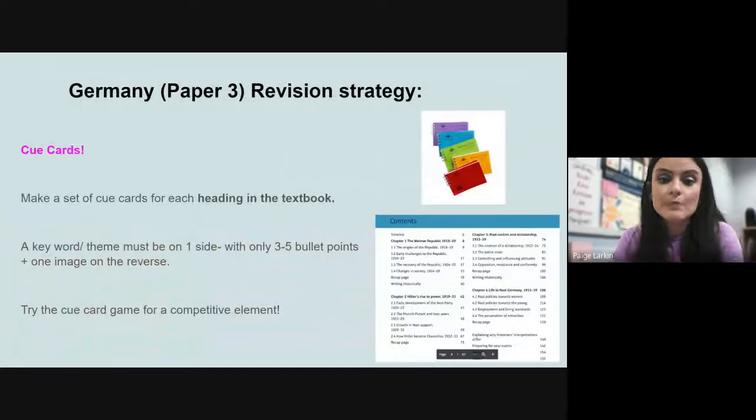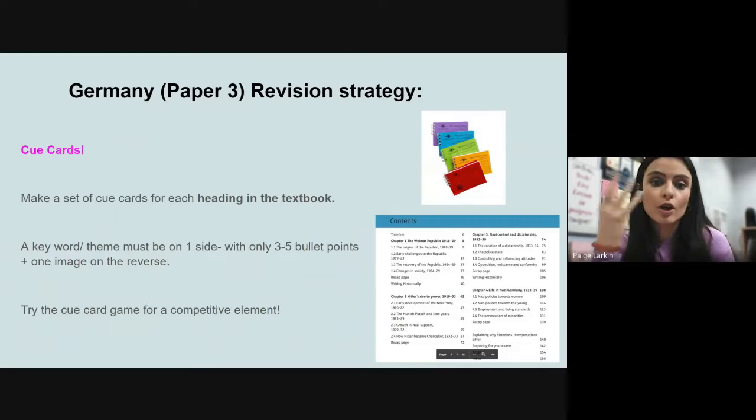Now, last but not least, we also have the Germany paper, which is our paper 3. Now, I believe that the Germany paper, the best way to approach this in regards to revision is to make some cue cards, and I think it works really well for the Germany paper. Now, again, the Germany paper is divided into key topics, but rather than 3, there are 4 for this unit.